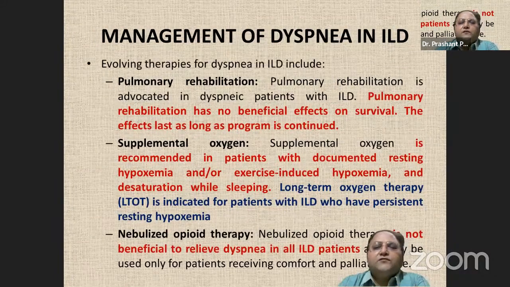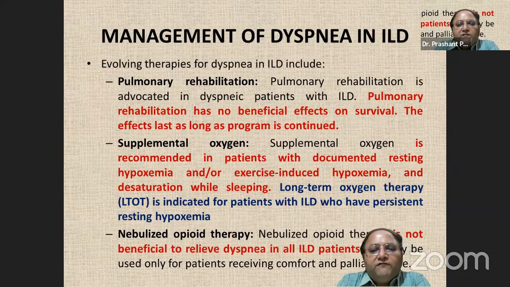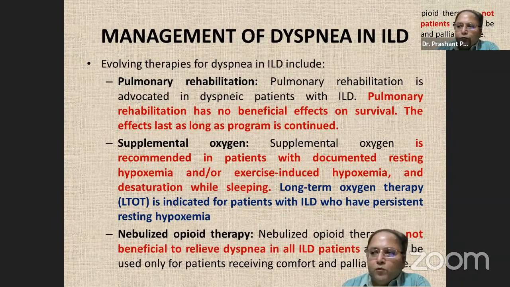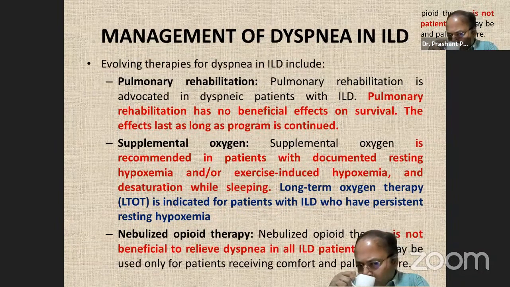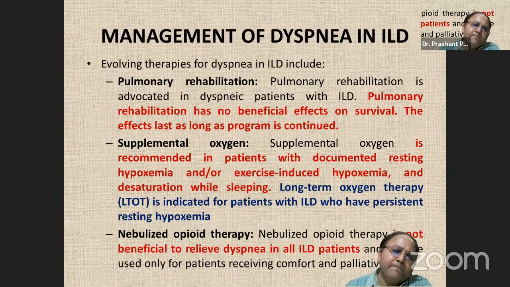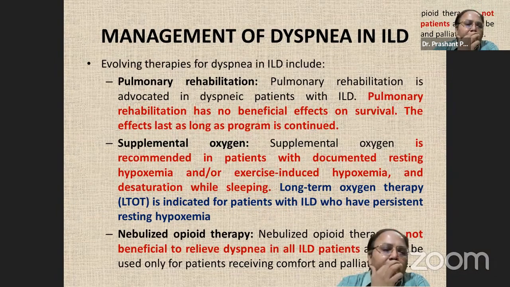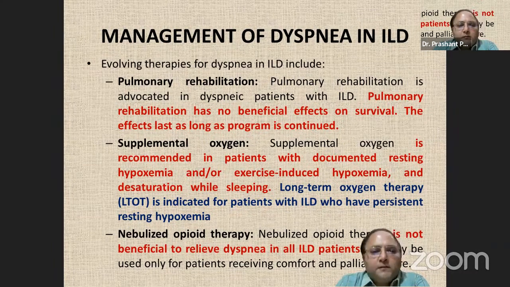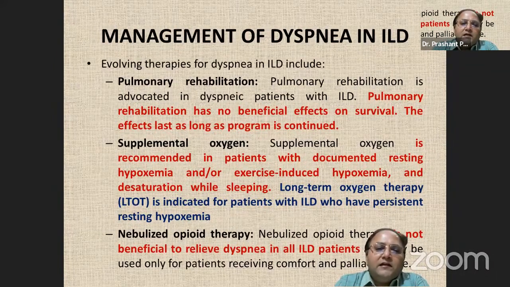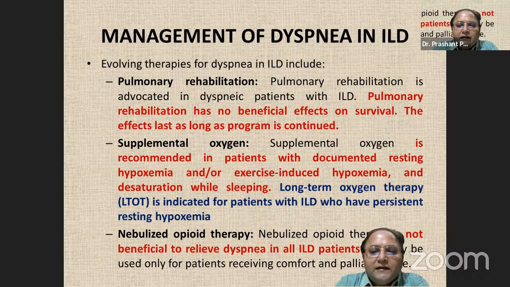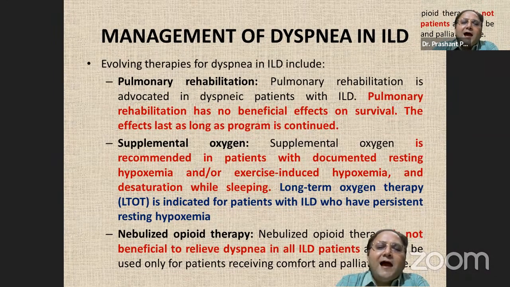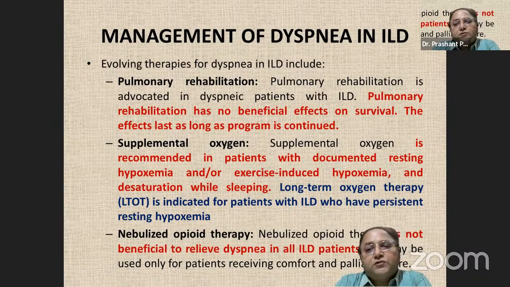What strategies are involved in the management of dyspnea in ILD? Because ultimately most presentations of ILD are dyspnea. So basically in that we have pulmonary rehabilitation, supplemental oxygen, and a third, experimental therapy, being nebulized opioid therapy. Pulmonary rehabilitation is a much discussed modality. It is advocated in dyspneic patients with ILD. Pulmonary rehabilitation has no beneficial effects on survival.